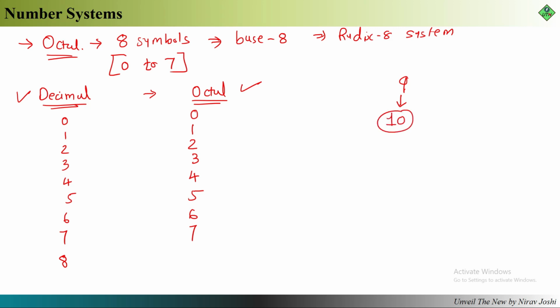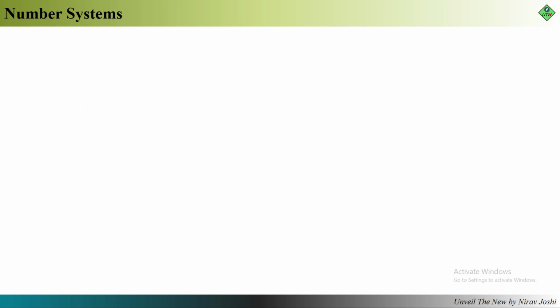Similar to that, in octal, the last symbol is what? 7. In decimal, the last symbol was 9, but in octal, the last symbol is 7. After the last symbol in decimal, we get 10. Similarly, in octal also, after the last symbol, we will get 10. So the equivalent of 8 in octal is 10. I'm going to write over here: we know that 7 is equivalent to 7, but 8 is equivalent to 10.